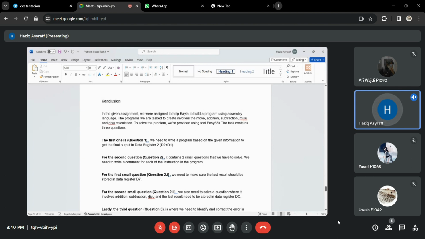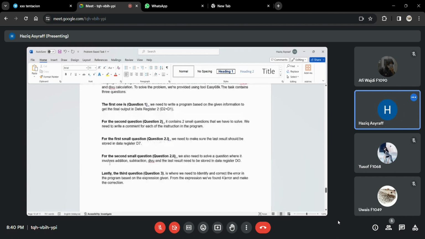For the first small question in question 2, we need to make sure the last result should be stored in data register 7, D7. For the small question number 2, we also need to solve a question which involves addition, subtraction, division, and the last result needs to be stored in data register 0, D0. Lastly, the third question is where we need to identify and correct the error in the program based on the expression given. From the expression, we found errors and made the corrections.